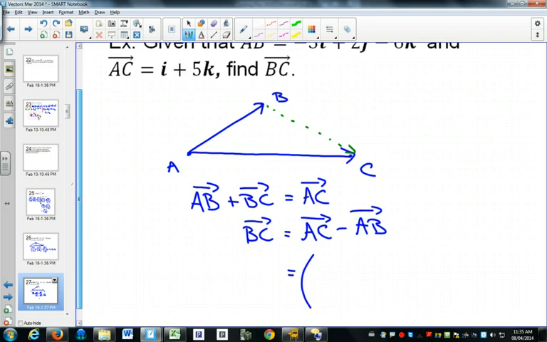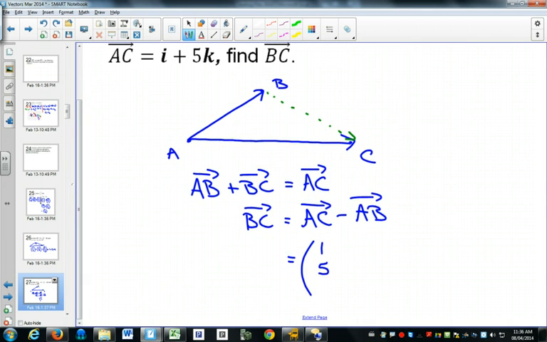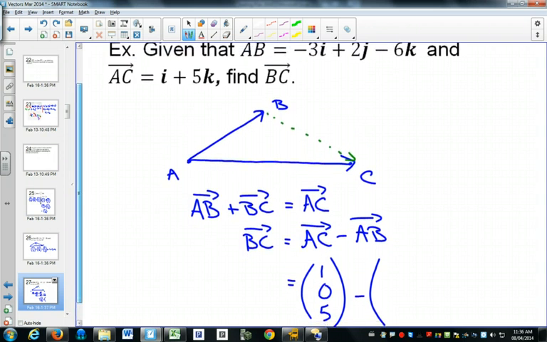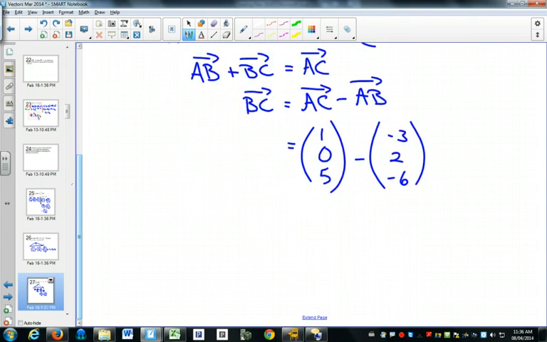Where A to C was 1 and 5. And notice that there is, oh, wait a minute, there's no j. So that 5 was with the k. What am I going to put for the j? A 0. Minus, and A to B, negative 3 to negative 6. So we get 4, negative 2, 11.